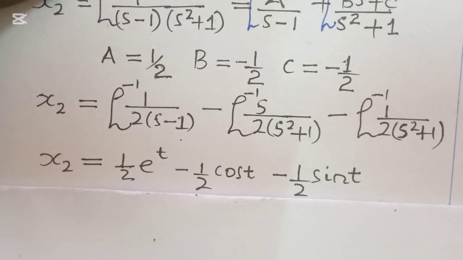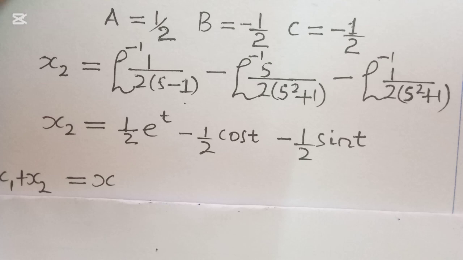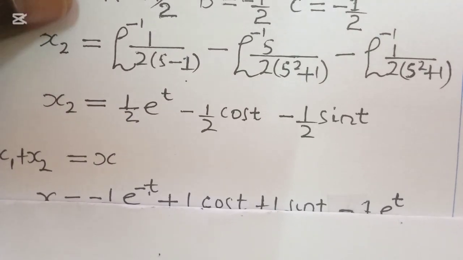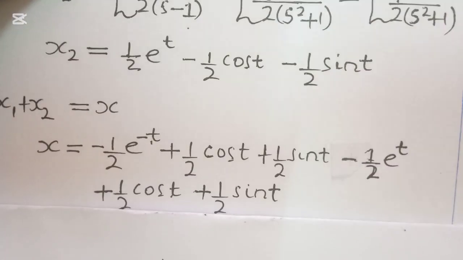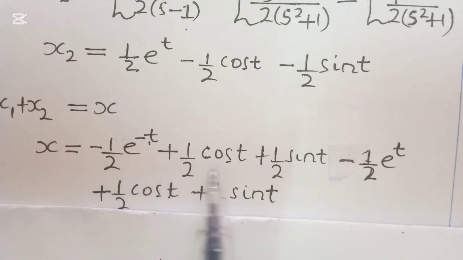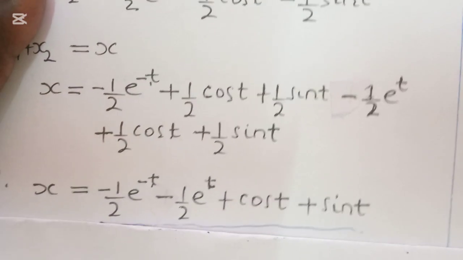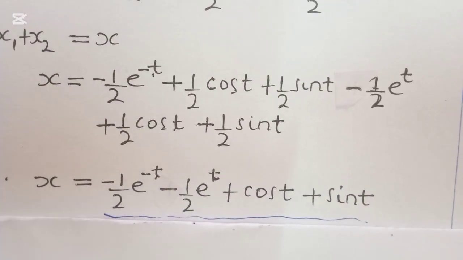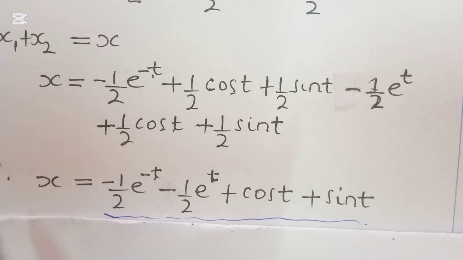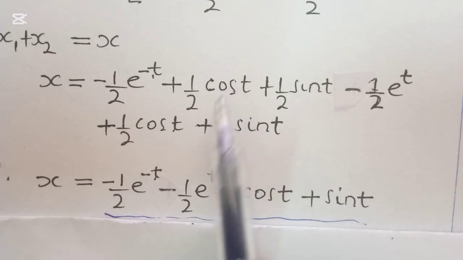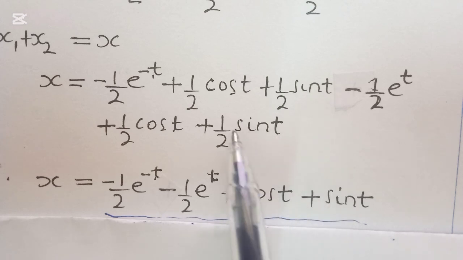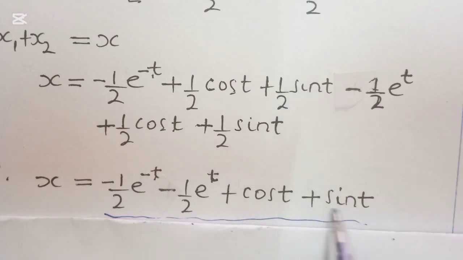Guys, from there we just add x1 and x2. x1 and x2 will give us x, and this is what we now get. We have the x1 and we have the x2. When we add them, we finally get something like this. This is going to be our x. Remember that we have added a half cos t and a half cos t to get cos t, and half sin t and half sin t to get sin t, and the others we can just write the same way they are.